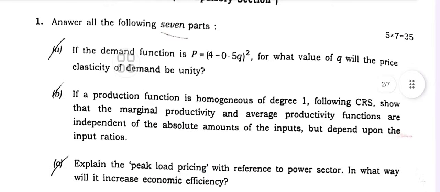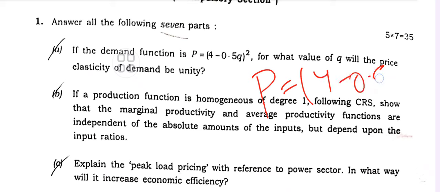Let's see the first question they have given. If the demand function is P equals 4 minus 0.5 Q square, for what value of Q will the price elasticity of demand be unity? So the demand function is P equals 4 minus 0.5 Q square, right? First we have to determine the derivative. How will we do that? We will use the chain rule.